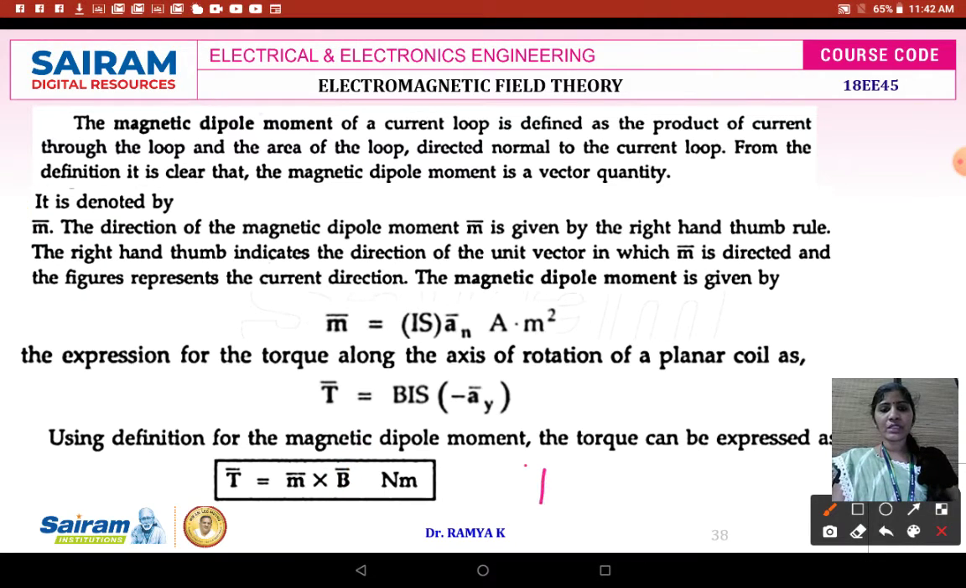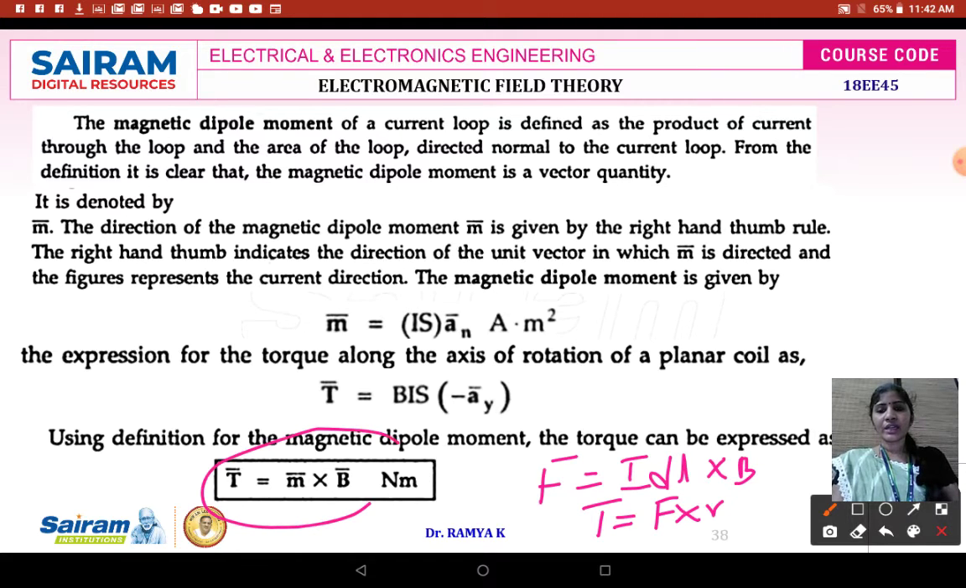If you want to express the torque by means of the current element, we can write I dl cross product with B. It is not the torque element, it is the force element. If you want to identify the force, F is equal to I dl cross product with B. From this, the torque T is equal to force into distance. In terms of the dipole moment, the formula is torque T is equal to m vector cross product with B.